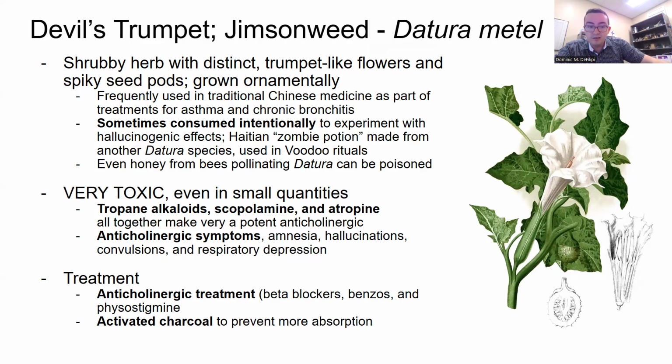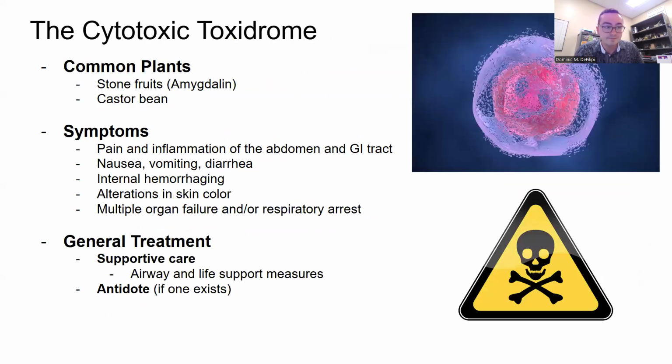Its anticholinergic symptoms also veer into what might make sense for the zombie poison. Amnesia, hallucinations, as well as convulsions, in addition to respiratory depression. Again, we really want to make sure that we maintain the airway and the respiratory system in poisonings of this type. The treatment is anticholinergic treatment. So again, our beta blockers, our benzos, and physostigmine if it's serious enough. Activated charcoal as well to prevent any more of the plant from being absorbed if it's early enough after ingestion.